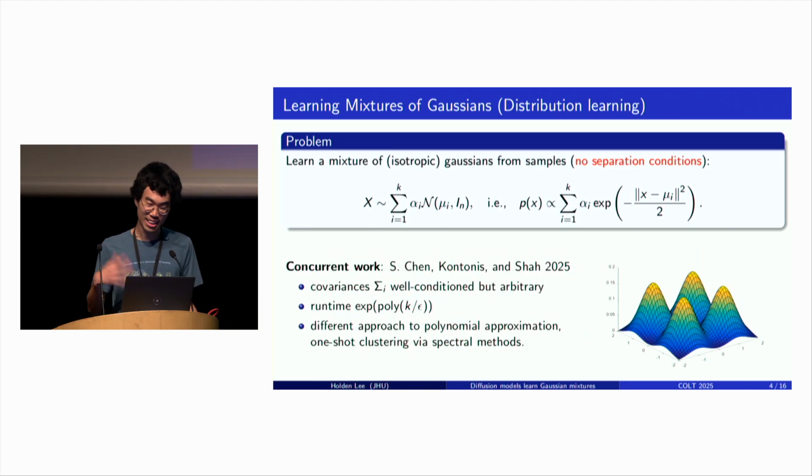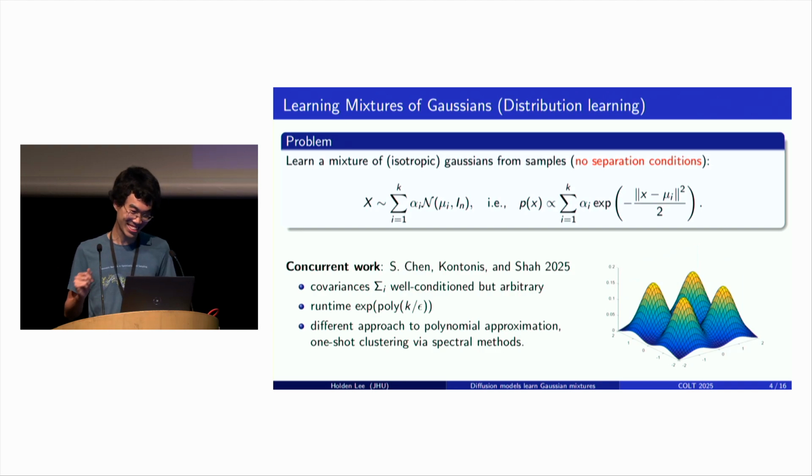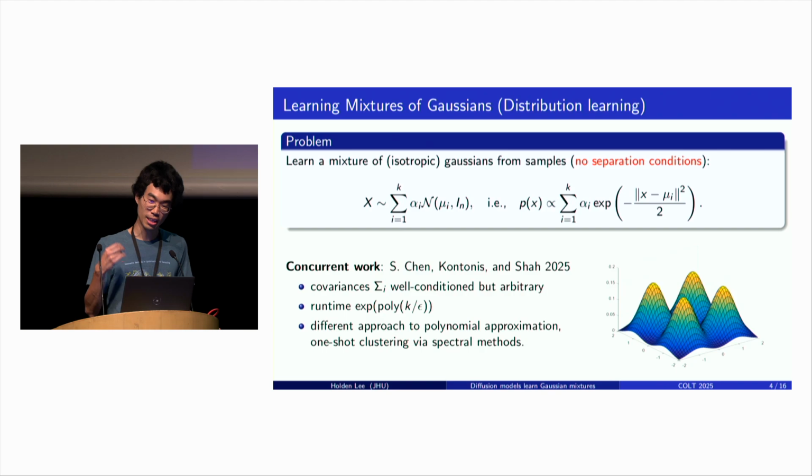There's been concurrent work that's previously presented, which considered the case where the covariances can be different but have to be well-conditioned. In comparison, they have a runtime that's exponential in the number of components, while we get a more efficient quasi-polynomial bound under this isotropy assumption. We both use polynomial approximation, but in different ways. So these results are incomparable.